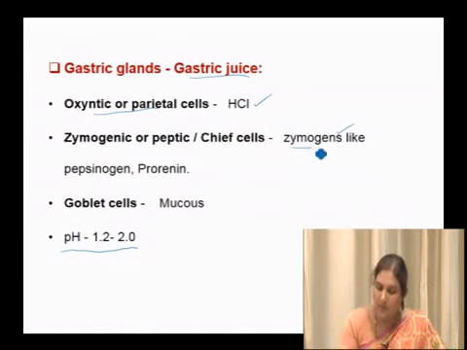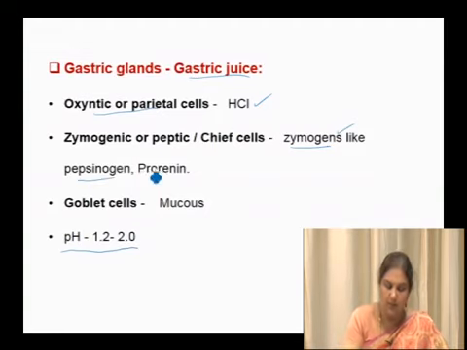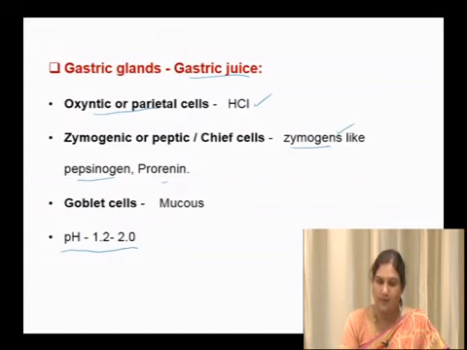We need to know what is zymogen. It's an inactive state of the enzyme. The zymogens of the stomach are pepsinogen and prorenin.